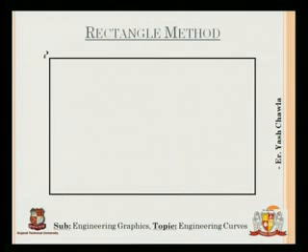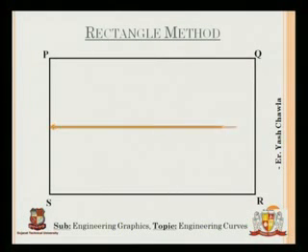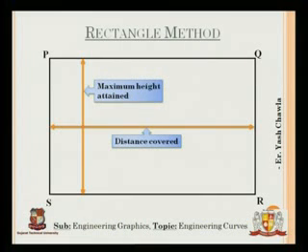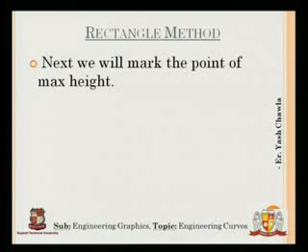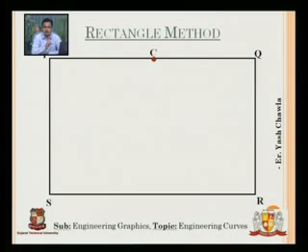So this is the rectangle that I have drawn, P, Q, R and S. This is the maximum distance covered, and this is the maximum height attained by the projectile, or say any object that has been projected in this particular path. Then next we will mark the point of maximum height, which here we are considering to be the midpoint.